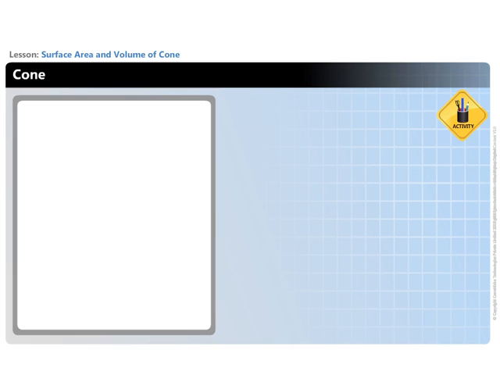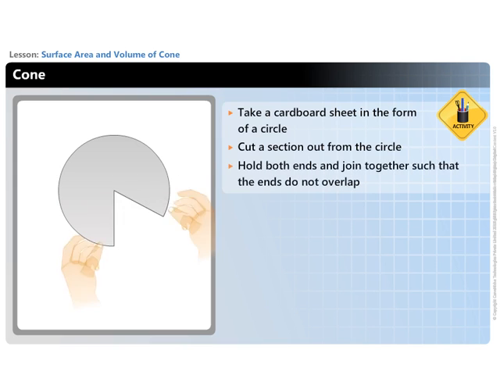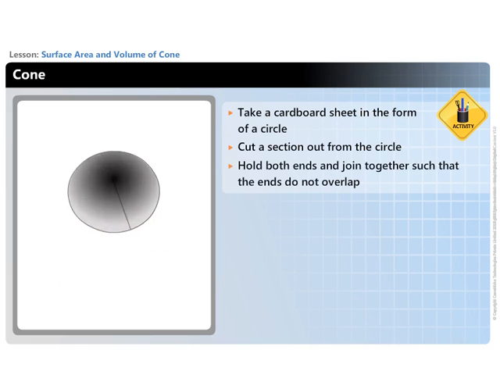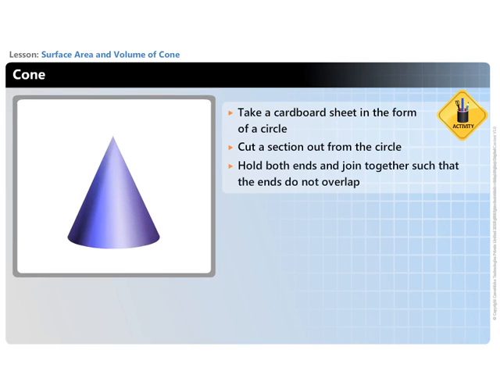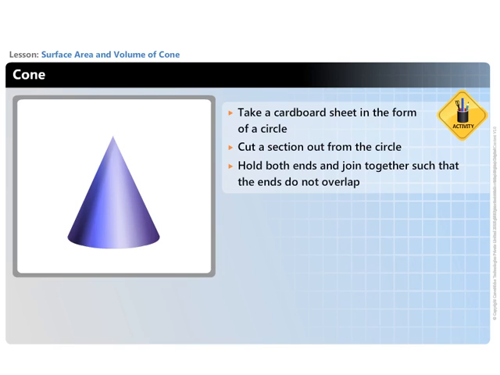Now, let us make our own cone. Take a cardboard sheet in the form of a circle. Cut a section out from the circle. Hold both ends and join together such that the ends do not overlap. What is the shape of the figure that you see here? The figure formed is in the shape of a cone.